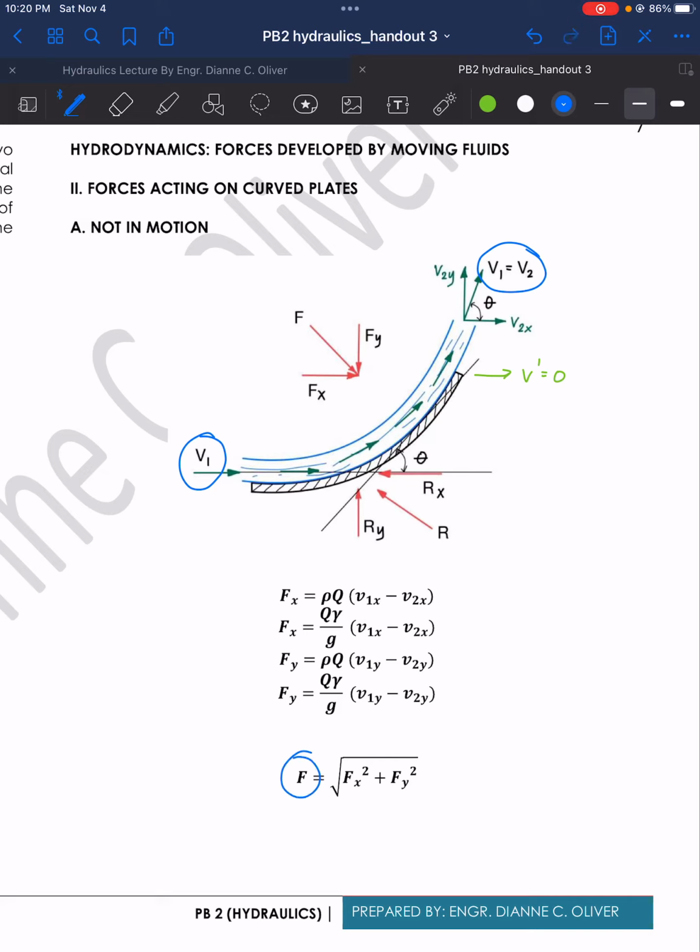Now as for the force, that is equal to the square root of the square of the x component of the force plus the square of the y component of the force. And then we have here the R. This R represents the resisting forces, where Rx is the x component of the resisting force, and Ry is the y component of the resisting force.